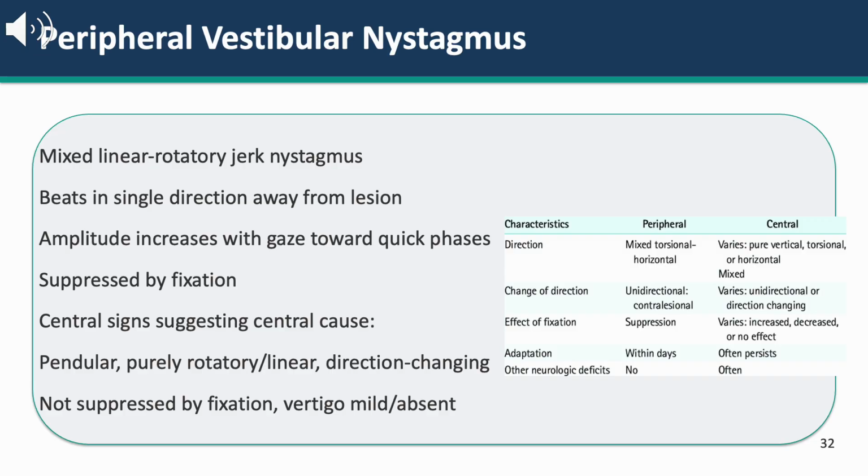The presence of any of the following suggests a central cause. The nystagmus has a pendular appearance. It is purely rotatory or purely linear. It changes direction with gaze. It is not suppressed with fixation. Vertigo is mild or absent. Nausea is absent. Or there are central neurologic signs or symptoms. Despite these helpful rules, small cerebellar strokes or demyelinating lesions may mimic labyrinthine lesions clinically, so great care should be taken in excluding a central cause, particularly in the elderly.